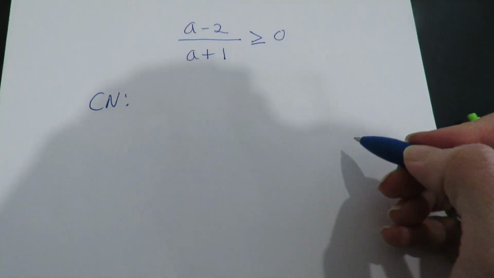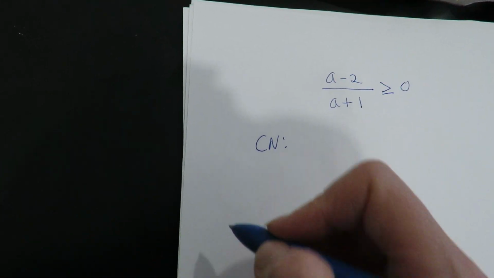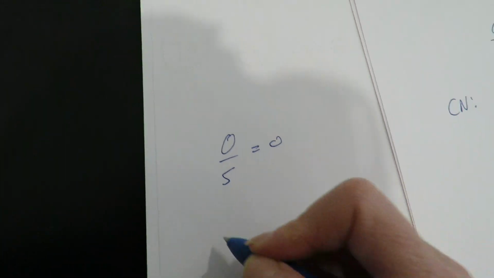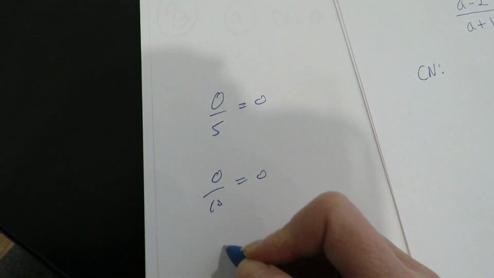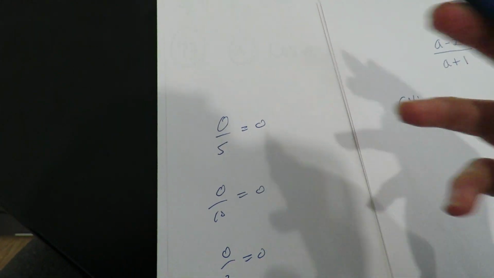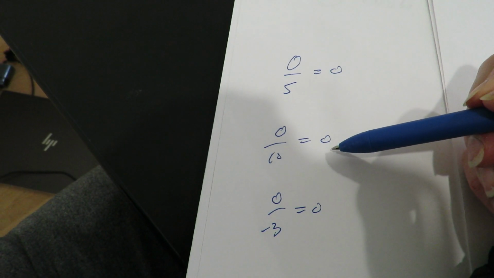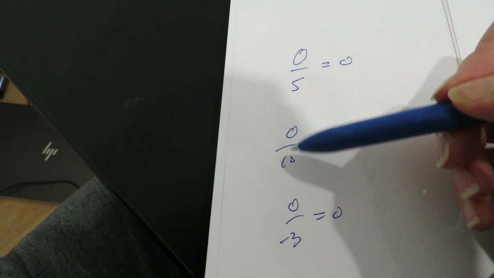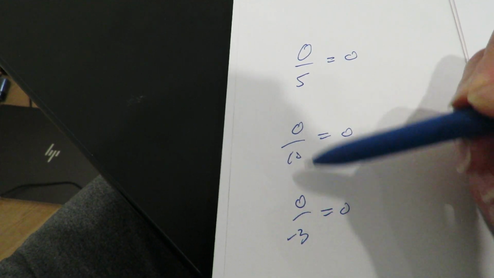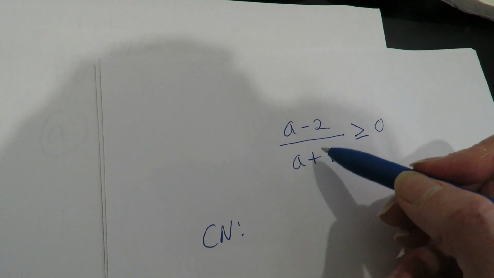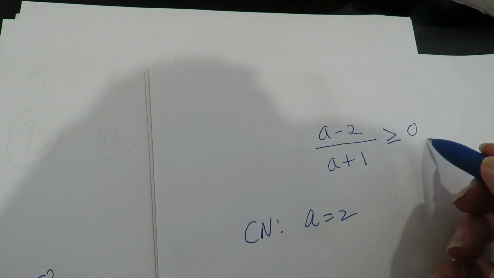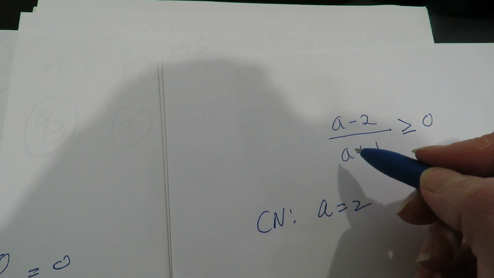Now, if you have a fraction, let me just explain a concept. What makes a fraction equal to 0 is when the numerator is 0. The denominator should actually be non-zero. So when I set this equal to 0, I'm actually looking at the numerator. The numerator is what makes the fraction equal to 0.